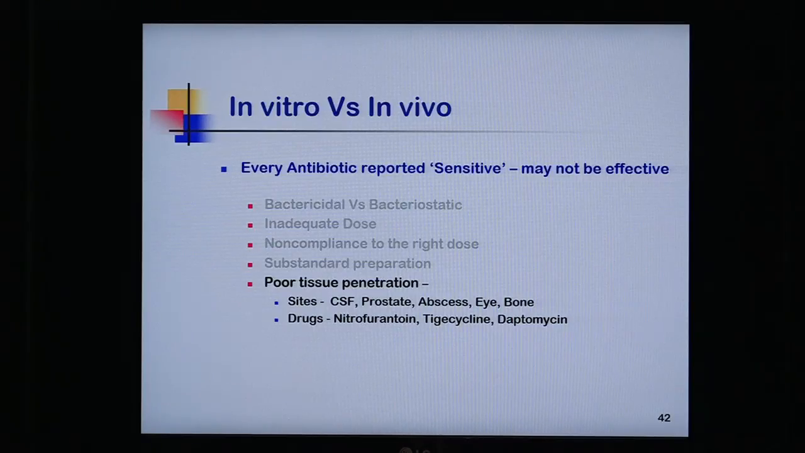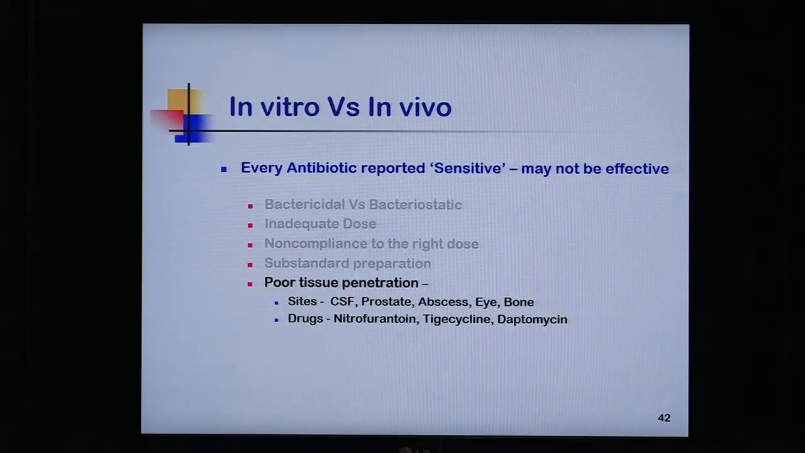Nitrofurantoin never achieves good tissue concentrations. It is called a urinary antiseptic. If you are using it for a UTI in a patient who is having high grade fever and symptoms of SIRS, how are you going to achieve success even though it is reported sensitive? So there you need to understand the behavior of the drug.